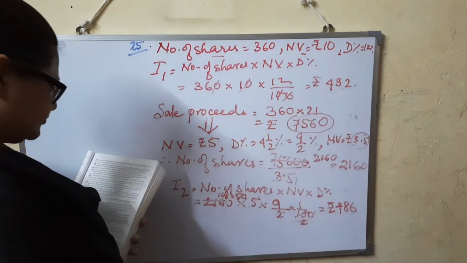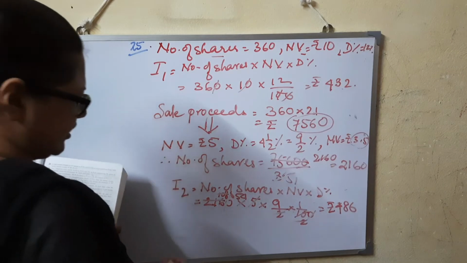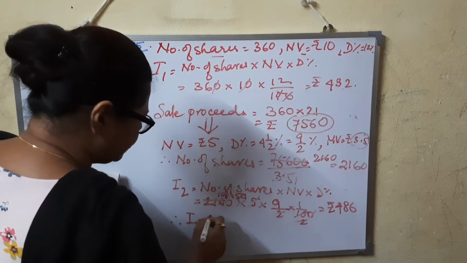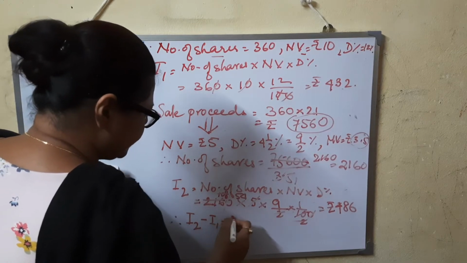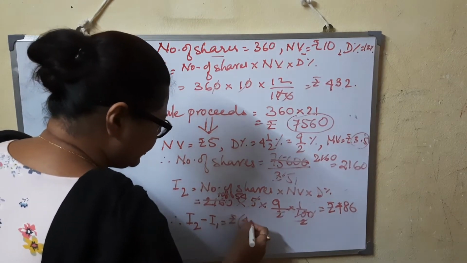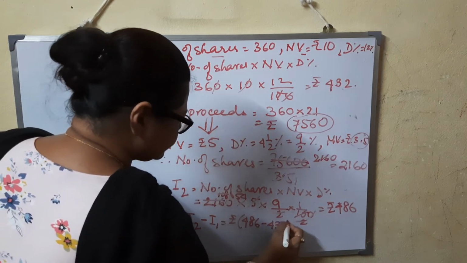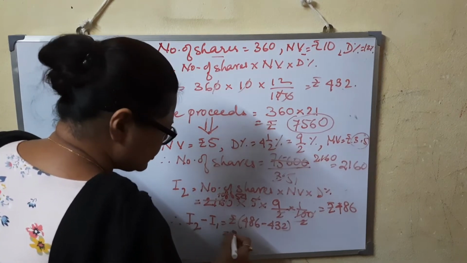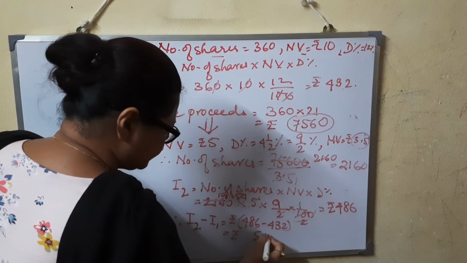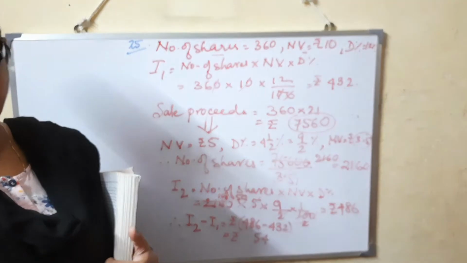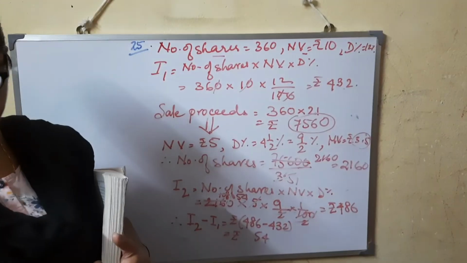Got it? Okay. So therefore, change in share income will be I2 minus I1. That means rupees 486 minus rupees 432. This is equal to rupees 54. Clear? Alright. So let's move on to the next sum.